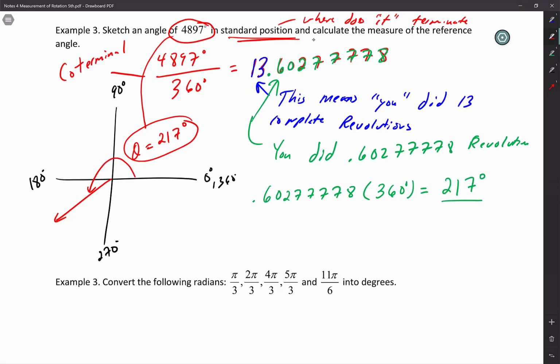Okay, now that we got that out of the way, let's get our reference angle. Our reference angle is this guy here in green. And I'll just take that 217 and I subtract from 180 and we get 37 degrees. So my reference angle is 37 degrees. So there it is. Maybe put it here somewhere on the side.